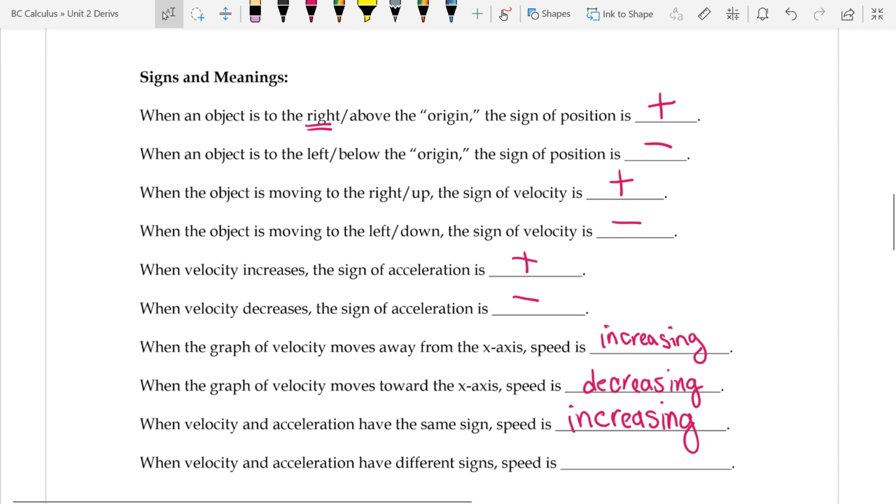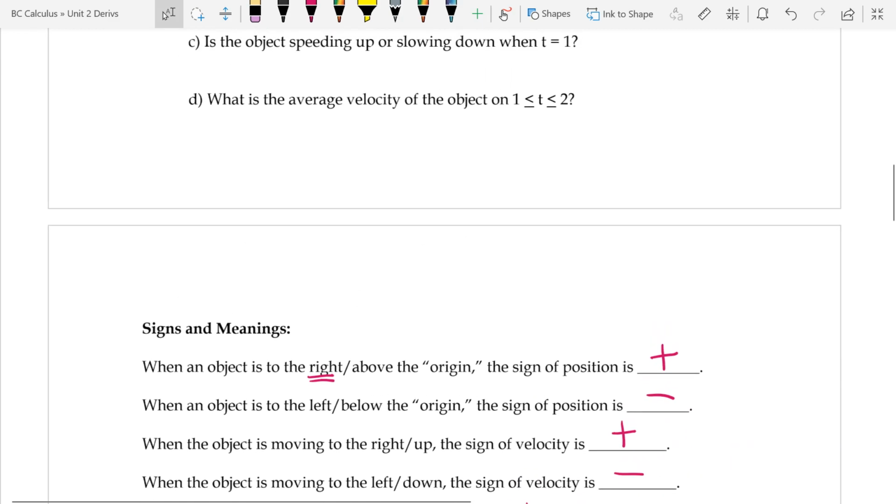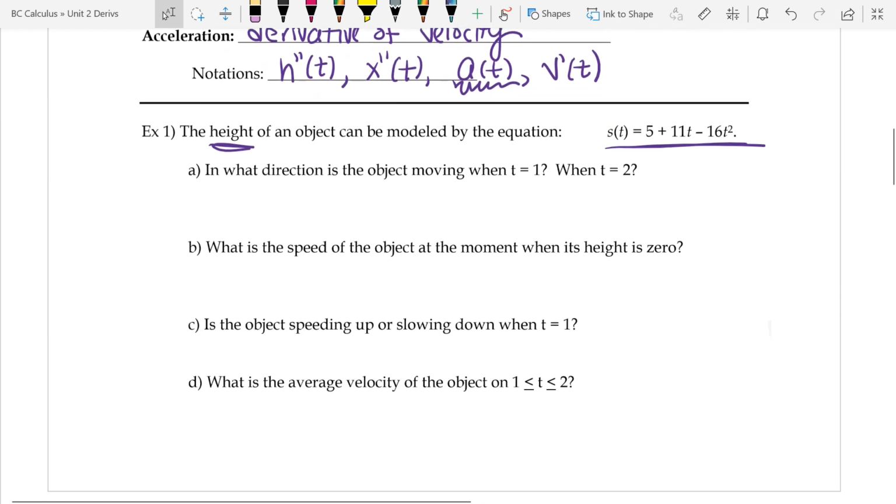On the other hand, if your velocity and acceleration have different signs, that means you're moving in one direction but being pulled in the other direction. So your speed is decreasing. Okay? These come up a lot, as does everything else, but those two on the bottom aren't really intuitive until you really think about it. So make sure that makes sense. So now let's go back.